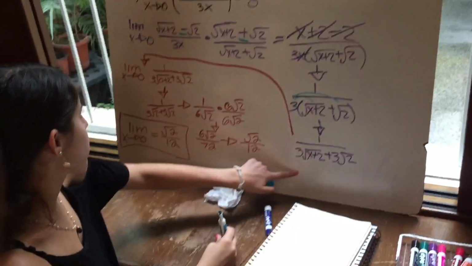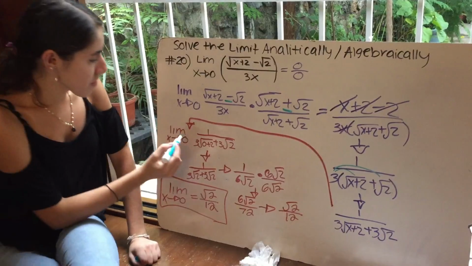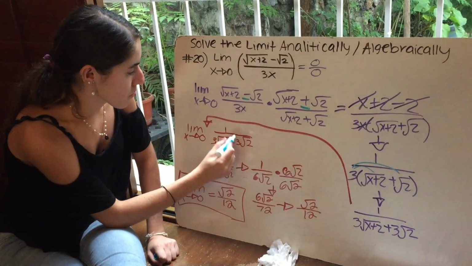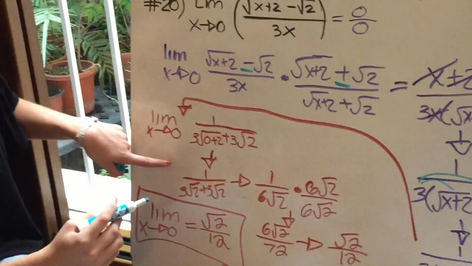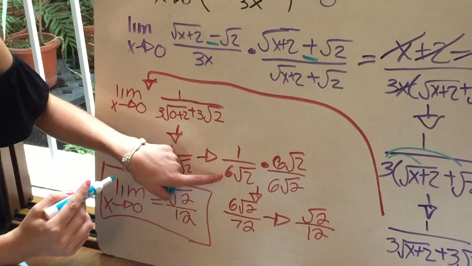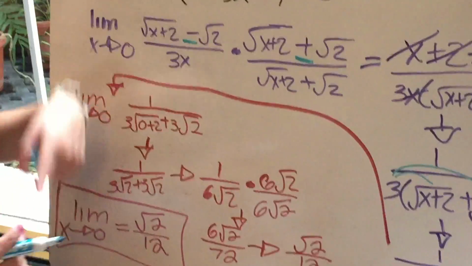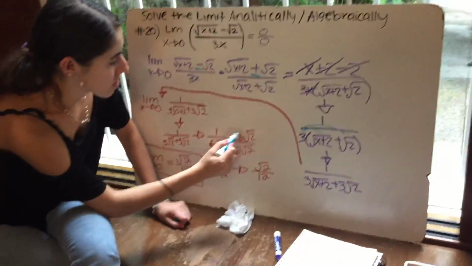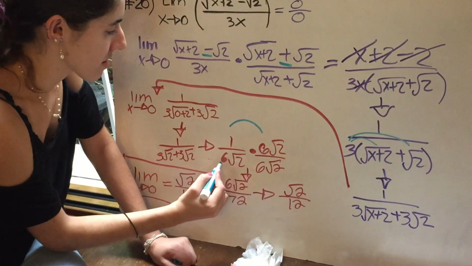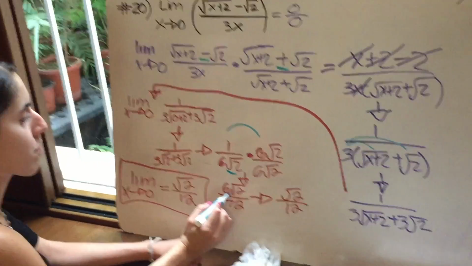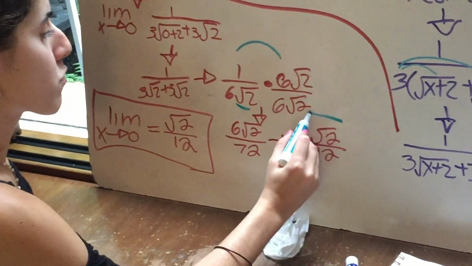Now we're going to substitute the 0 from the limit in the x's, which then gives us 1 over 3 square root of 0 plus 2 plus 3 square root of 2, and it gives us 1 over 3 square root of 2 plus 3 square root of 2, which then gives us 1 over 6 square root of 2. But since we can't have a square root in the denominator, we're going to multiply by the conjugate. So we write it on top and bottom, on the numerator and denominator, and then we multiply, which gives us 6 square root of 2 over 72. So then when we simplify, we get square root of 2 over 12.